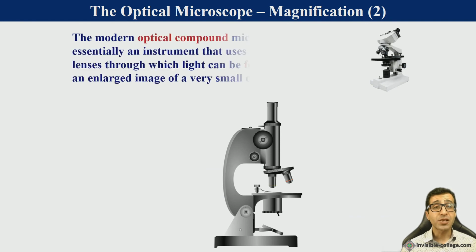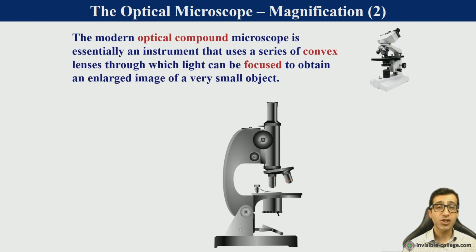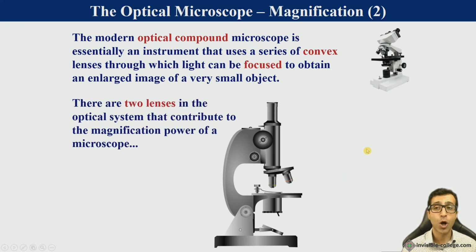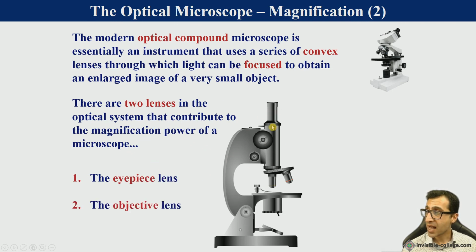So the modern optical compound microscope is essentially an instrument that uses a series of convex lenses through which light is first focused, in the case of the condenser lens, and then magnified by the objective lens and the eyepiece lens to produce an enlarged image of a very small object. And again, there are two lenses which contribute to the magnifying power, the eyepiece lens and the objective lens.